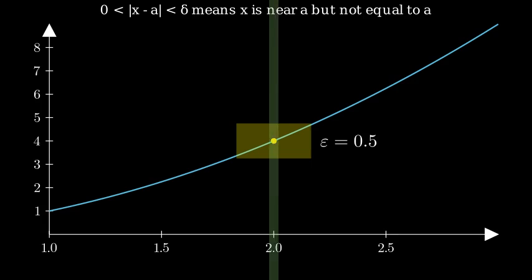For this function and this epsilon, a delta of 0.125 works. When x is within 0.125 of 2, f of x is guaranteed to be within 0.5 of 4. If we choose a smaller epsilon, we'd need an even smaller delta. This is the essence of the epsilon-delta definition. Now, let's look at some examples of computing limits.